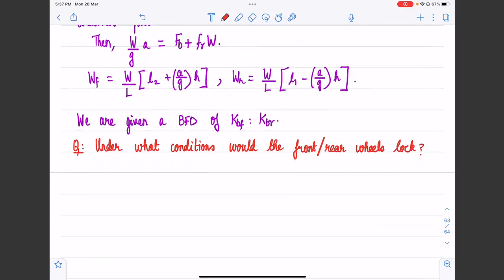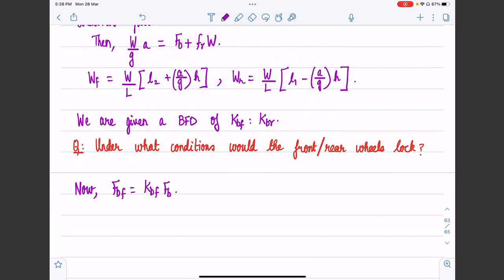Under what conditions will the front or the rear wheels lock? Now, let's go back. If we are given a brake force distribution, then FBF will become equal to KBF times FB. How do we get this?